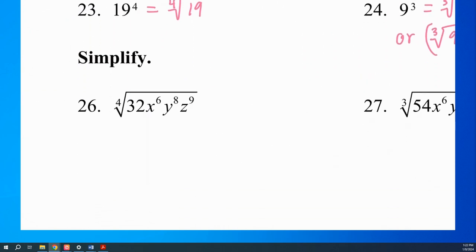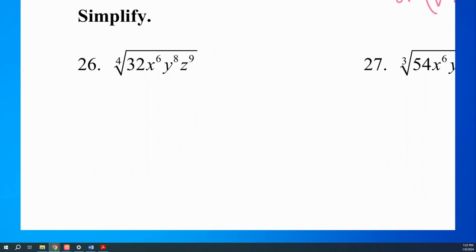Okay. So now we're going to simplify. This is not my favorite. It's going to be great, though. I believe in you guys.